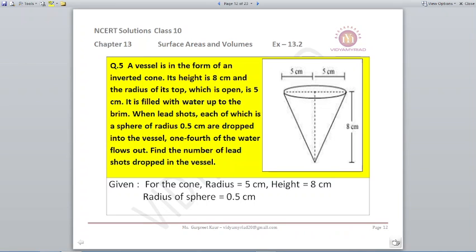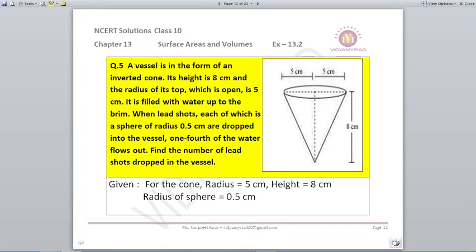Next, a vessel is in the form of an inverted cone. Its height is 8 centimeters and the radius of its top, which is open, is 5 centimeters. It is filled with water up to the brim. When lead shots, each of which is a sphere of radius 0.5 centimeters, are dropped into the vessel, 1/4 of the water flows out. So what is happening basically is, you have a cone which is filled with water. Now whenever we are adding these lead shots inside that cone, some water is getting out of it. And what is that water? 1/4 of the water flows out. Find the number of lead shots dropped in the vessel.